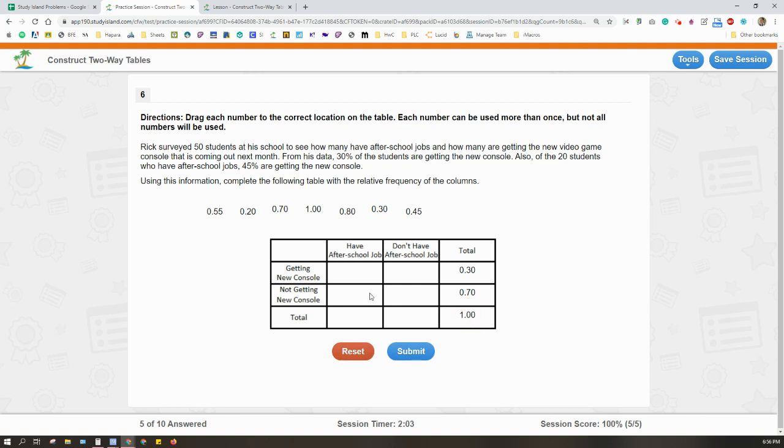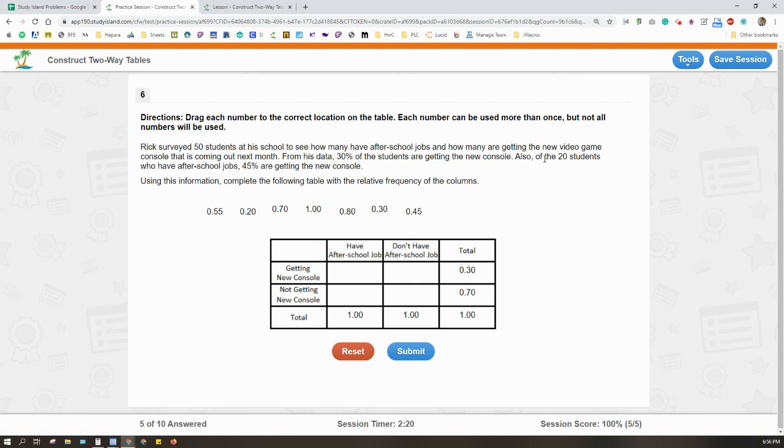Now, again, this is a column relative table. Each column has to add up to 100%. So we can go ahead and fill in the 100%, or 1.0, into the end of each of those columns. Finally, we need a little bit more data in order to fill in the rest of the table.